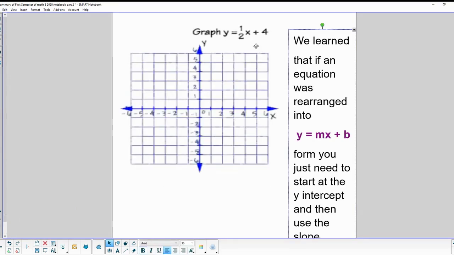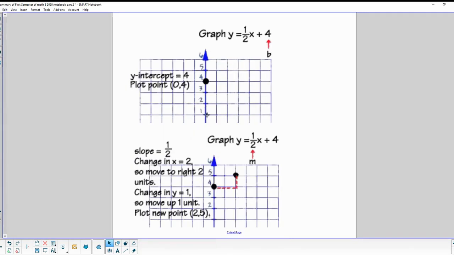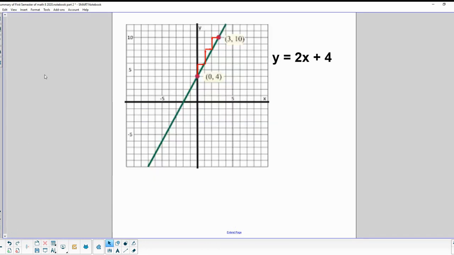Okay, so we learned that if an equation was rearranged into y equals mx plus b form, you just need to start at the y-intercept and then use the slope. So on this one, you would start at 4. You'd go up to 4 on the y-axis, and then the slope says to go over 2 and up 1, or you can go up 1 and over 2, whatever makes the most sense to you. And then you got your second point, and then you can just sketch a line through all of those points, and you've got your graph. Here's an example of y equals 2x plus 4.